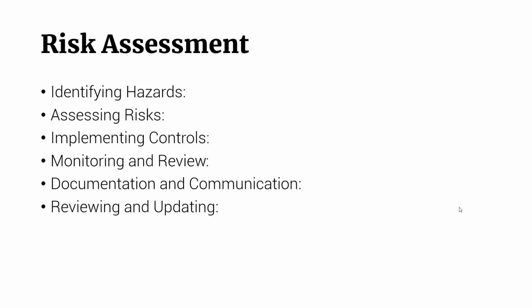So that's how you implement controls. You have to develop and apply measures to what? For what purpose? To eliminate or minimize the risk identified. Okay, that's implementing controls. Next one is monitoring and review.